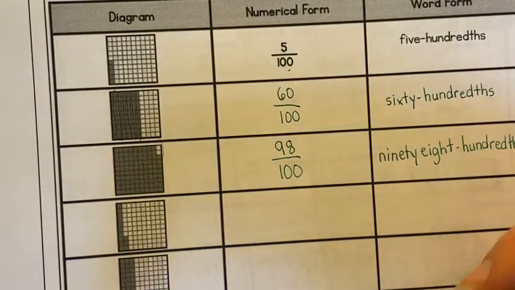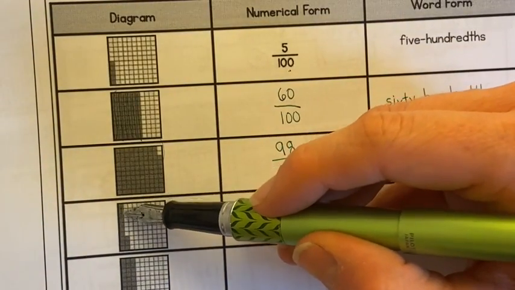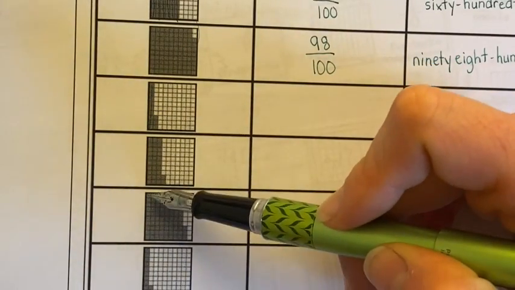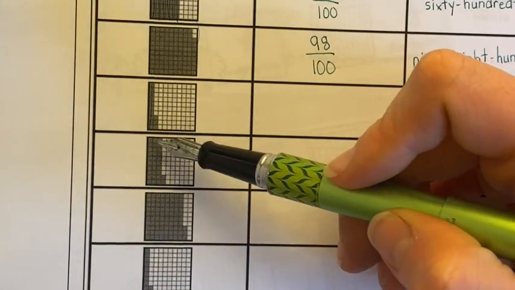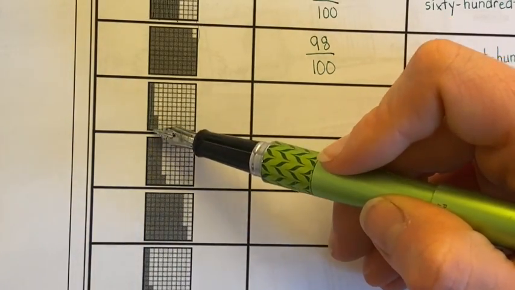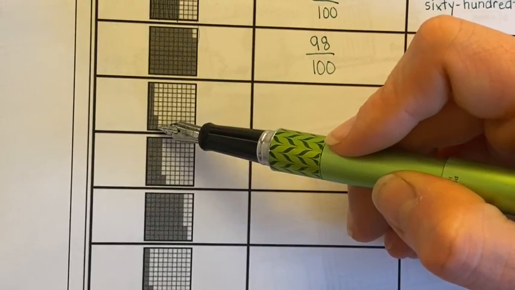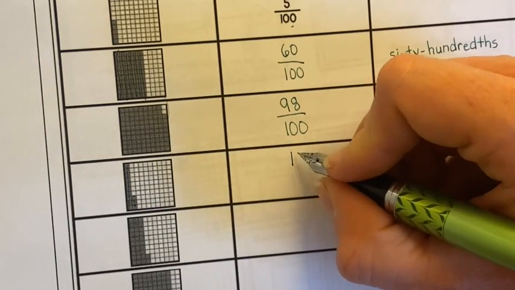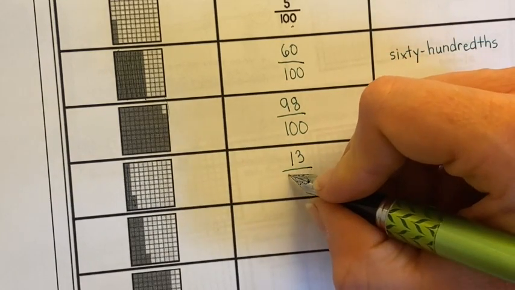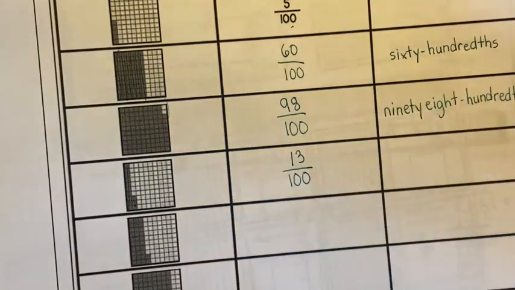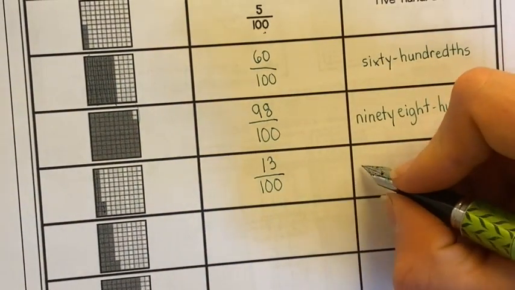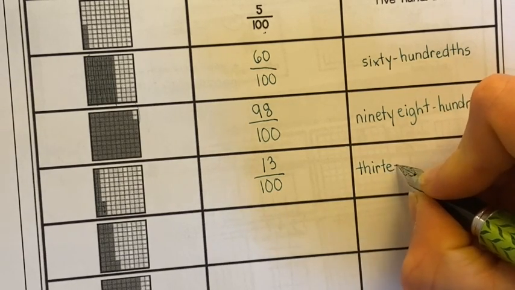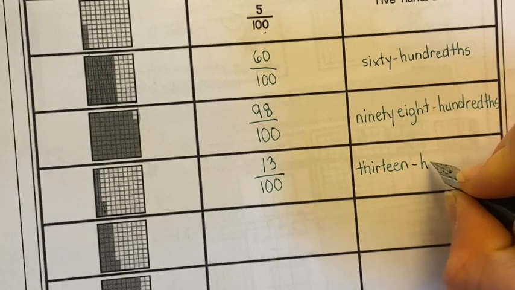You can do this. Okay, so remember each full row is 10. So when you're counting these, you can count by tens. You don't have to count every little square. So you go 10, 20, 30, 40, just like that. This one has one row of 10. So it's 10, and then I'm going to count my ones. 11, 12, 13. So it's 13 over 100. 13 100ths. And I can write that as 13 dash hundredths.